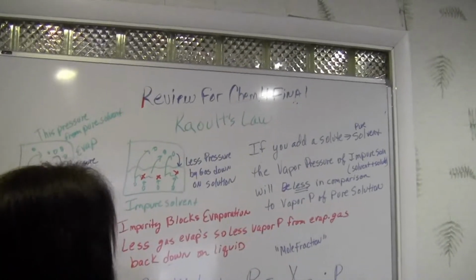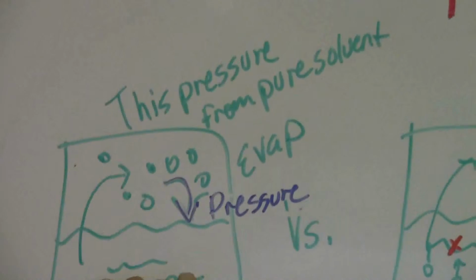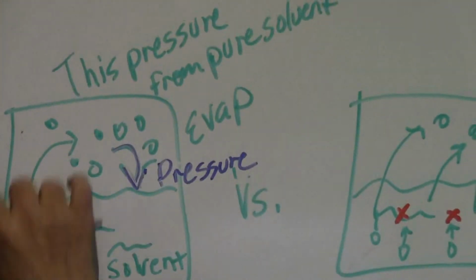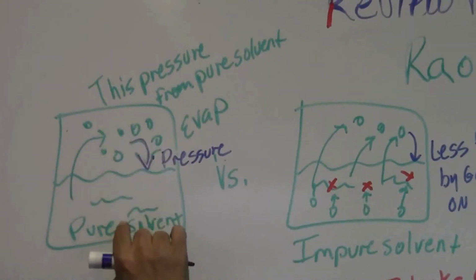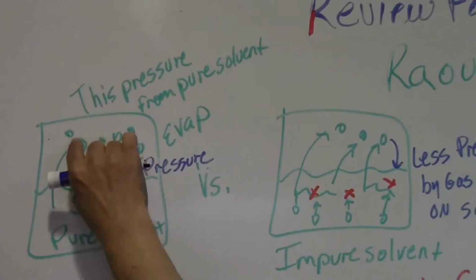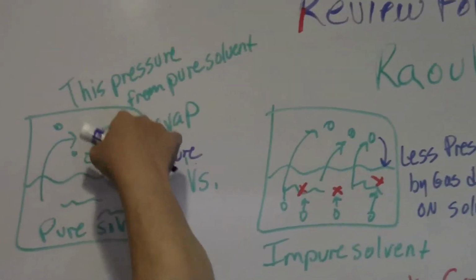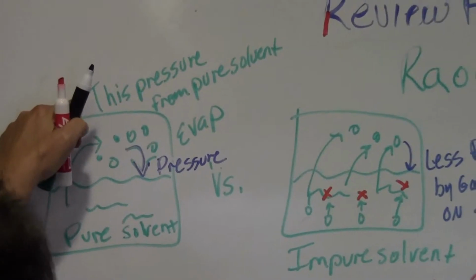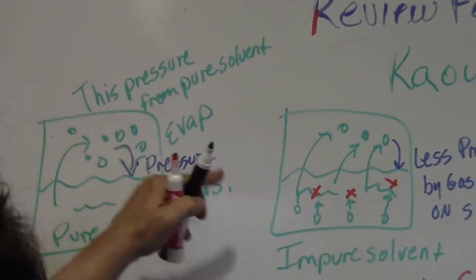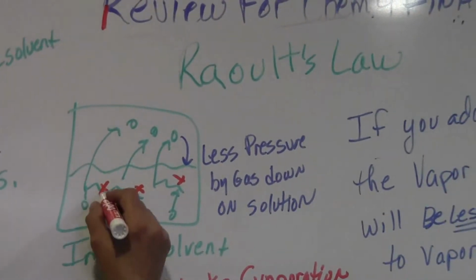This is the concept. If you have a pure solvent like water inside a sealed container, it's going to evaporate. So then you're going to have gas above the water. That gas in turn is going to exert a pressure back down on the solvent. So this pressure is from the pure solvent, just water. Now, what happens if we add impurities?